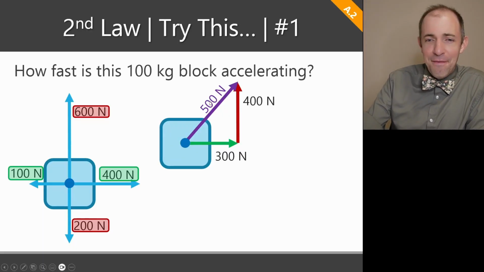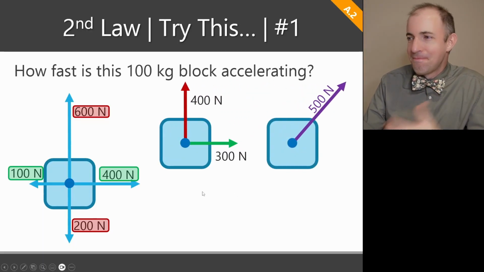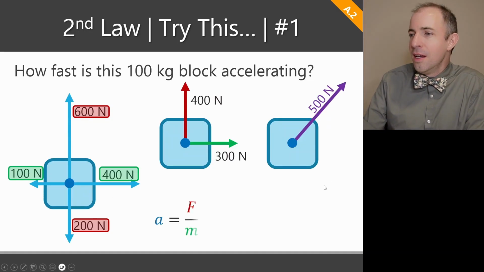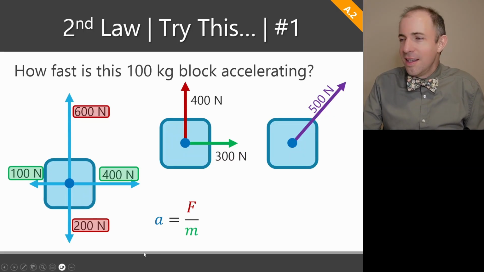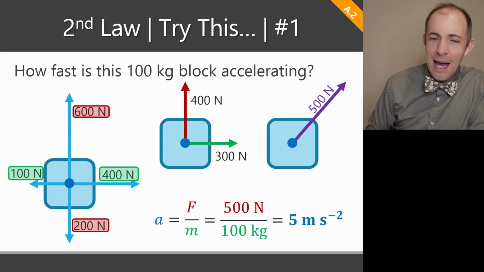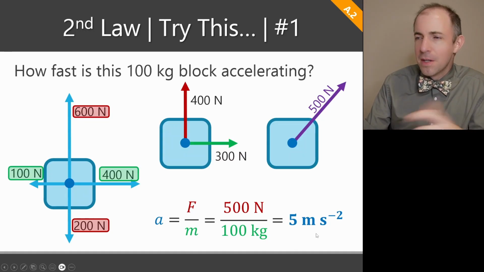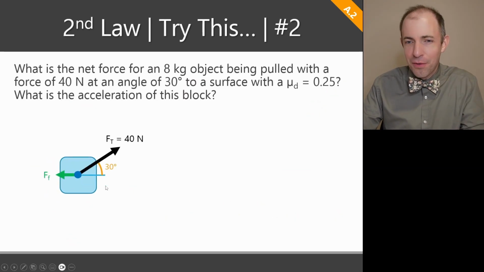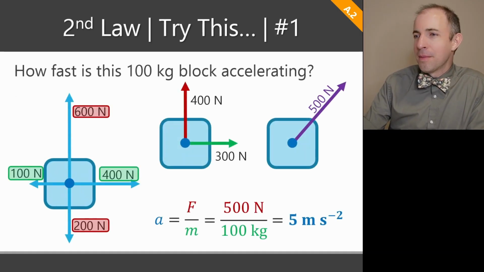So I can use that 500 newtons as my net force, which means overall, it's like this object is receiving one force that's 500 newtons. So if I know the acceleration is equal to force divided by the mass, that force that I'm going to use is 500 newtons divided by a mass of 100 kilograms. That gives me 5 meters per second squared. So if you have more than one force, combine them to make a single force that you can then use later on. All right, let's look at a more complicated problem here.